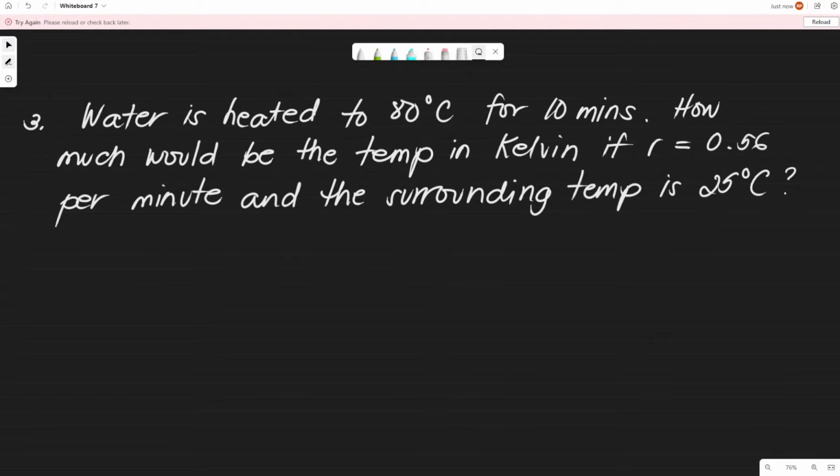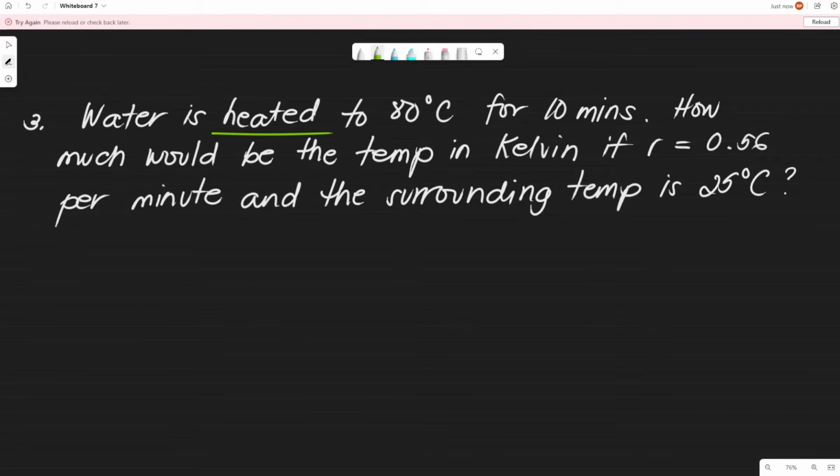Water is heated to 80 degrees Celsius for 10 minutes. How much would be the temperature in Kelvin if K is equal to 0.56 per minute and the surrounding temperature is 25 degrees Celsius? This is a bit tricky in the sense that you might first think of heating, because we have the word heated. However, that is the condition before we model the differential equation.